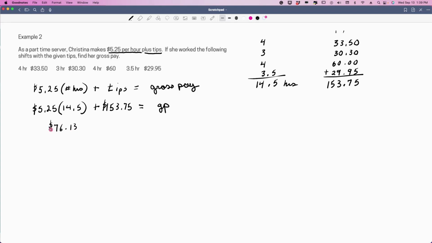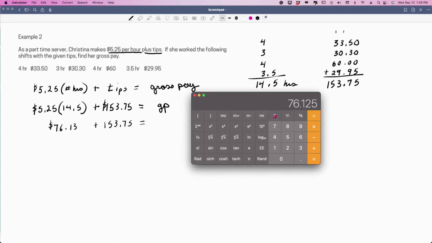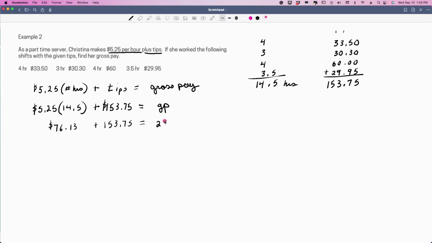$76.13 for her hourly wage plus 153.75. And let's see how much that equals. I'm just going to do it on the calculator, and I'm going to go ahead and round this the right way. 76.13 plus 153.75. And that would give her $229.88 for the week. And that would be her gross pay. And that's how we would solve that problem.